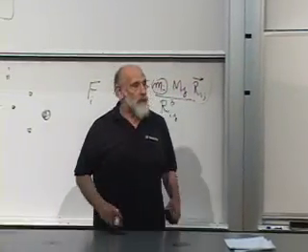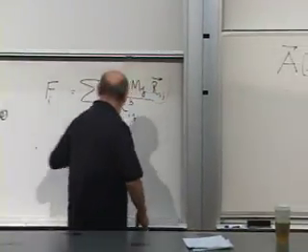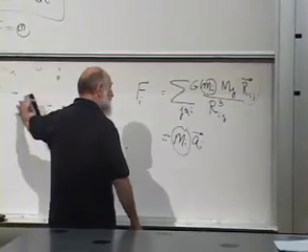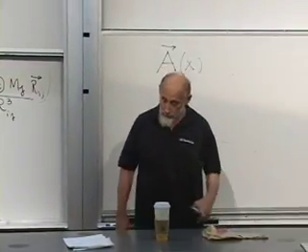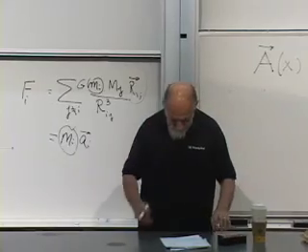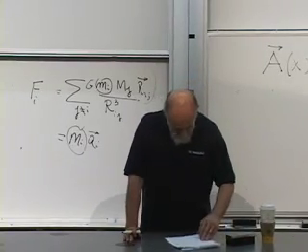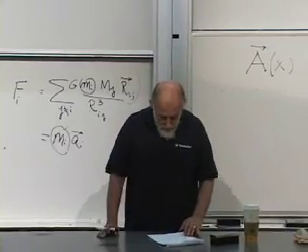Here, x means location. It means all of the position components of position, x, y, and z. And it depends on all the other masses in the problem. That is what's called the gravitational field.